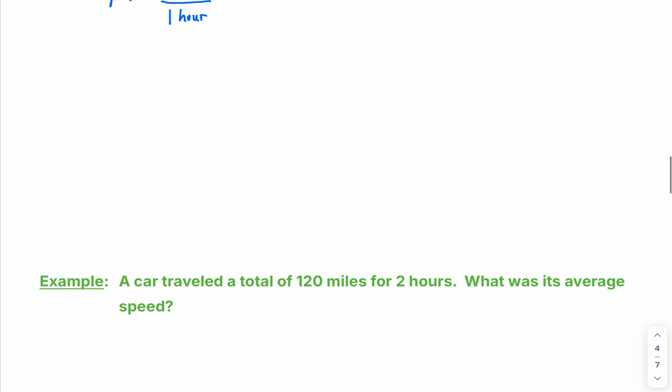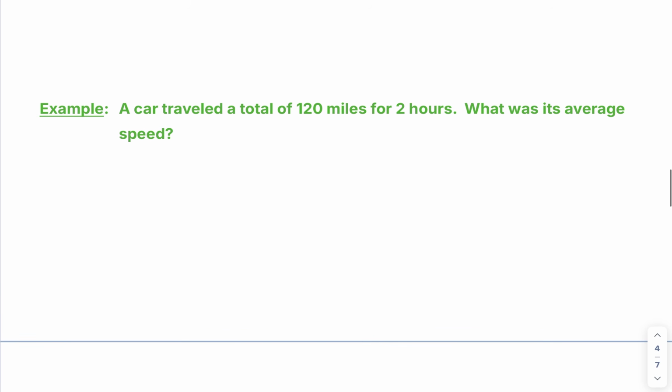Okay, so let's take a look at an example. We have a car that traveled a total of 120 miles in 2 hours. What was its average speed? Now, most of you could probably figure this out in your head, but let's take a look at what the speed is mathematically. Okay, so we would say that speed or velocity was equal to the change in distance over the change in time, which was the final distance minus the initial distance divided by the final time minus the initial time.